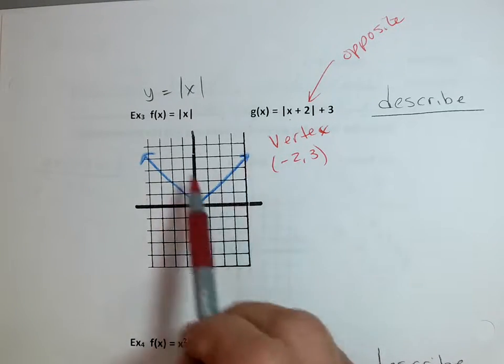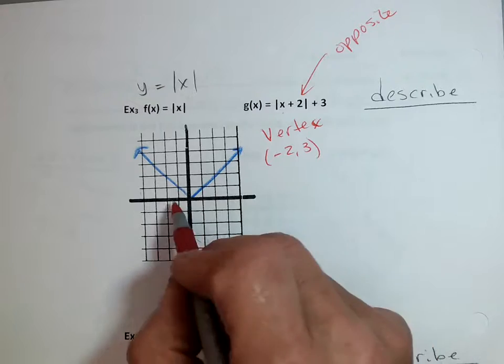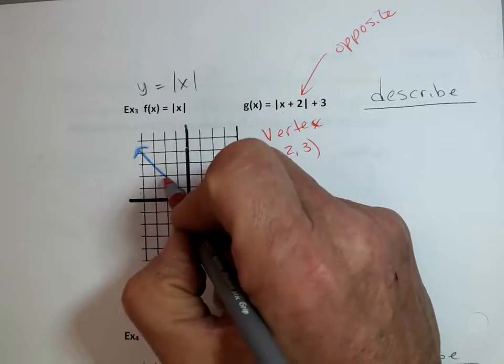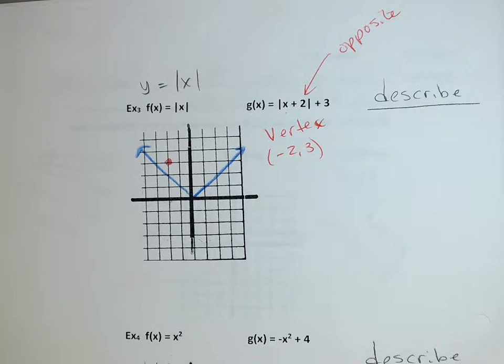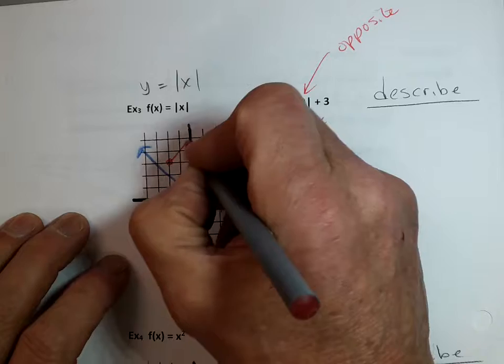Okay, so let's take this blue graph and move it to negative 2, positive 3. 1, 2, 3. So it sits right here as the vertex. And we're going to take this exact same shape and just move it. That's all we're going to do. Take this shape and move it so it looks like that.